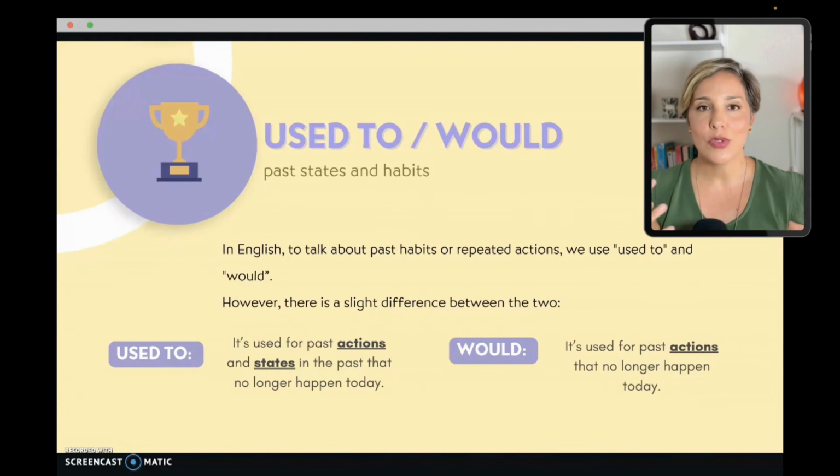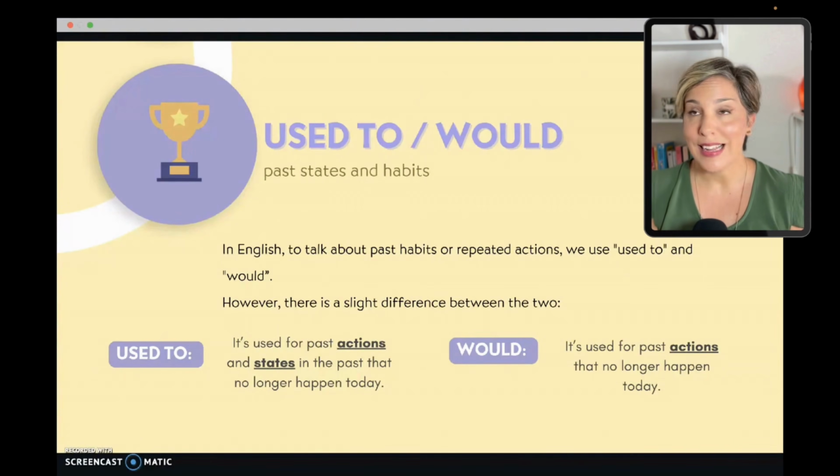Now, these 2 structures are used when we're talking about the past, and especially when we talk about past actions and past states that no longer happen nowadays. So whenever you have to talk about a past action or a past state that is no longer true nowadays, you can use used to and would. But there is a slight difference, and let me show you what it is.